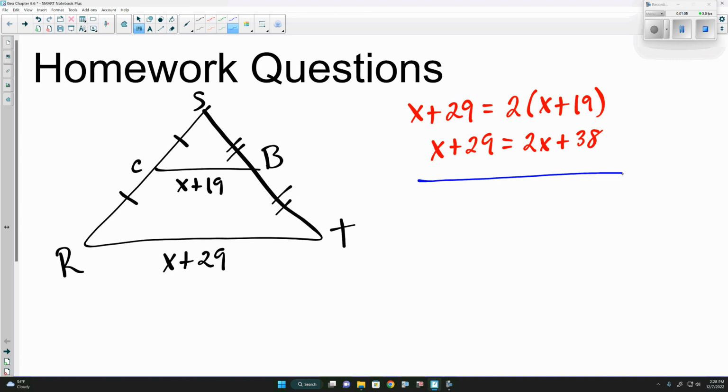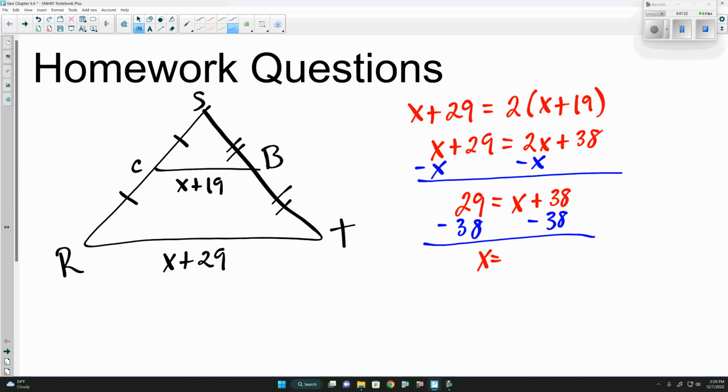Now at this point here, we can subtract x from both sides, telling us 29 is equal to x plus 38. Then we can subtract 38 from both sides, telling us x is equal to -9.